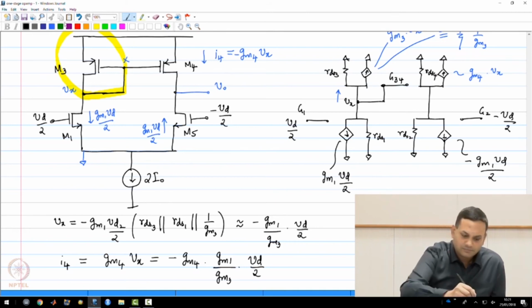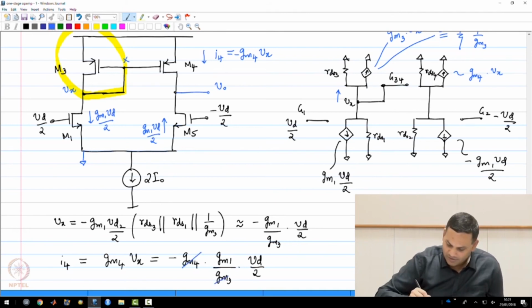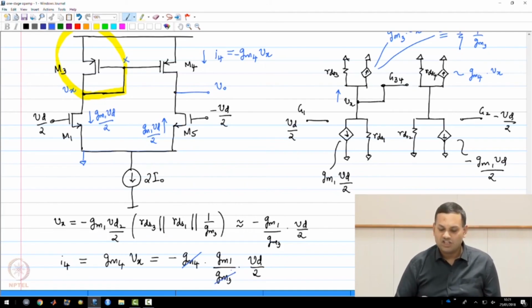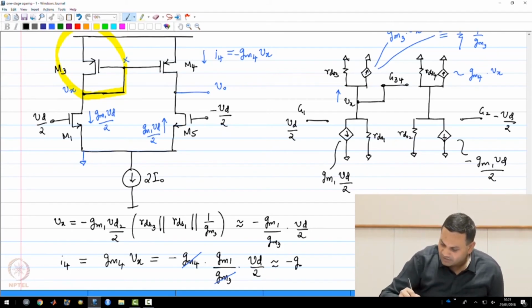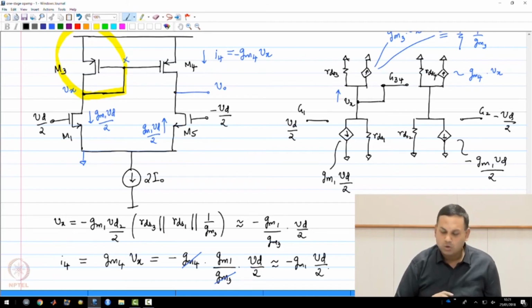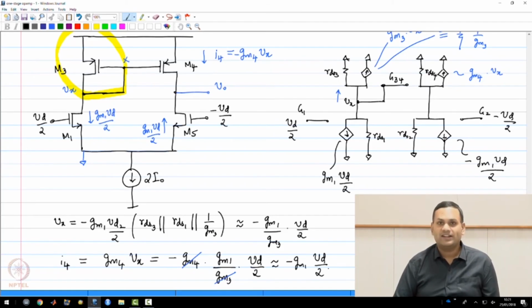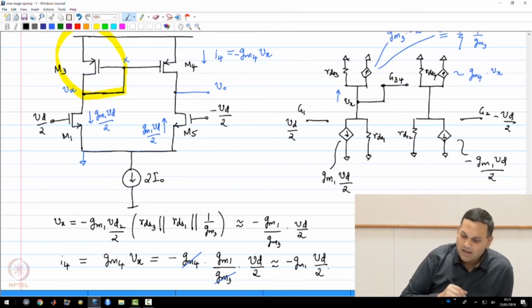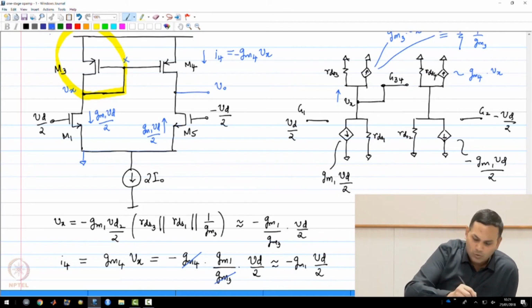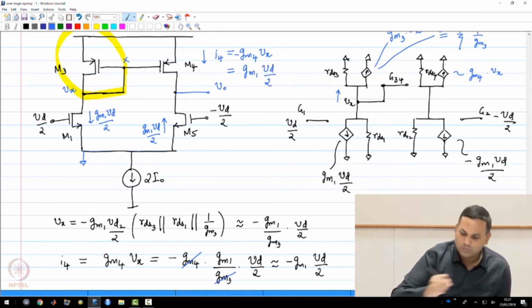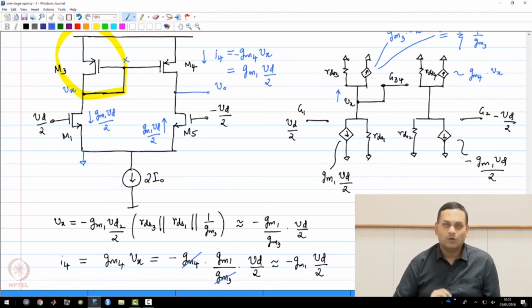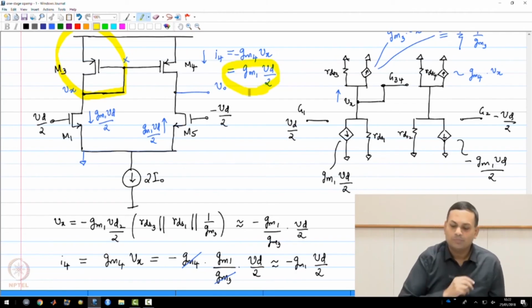And since the two sides are identical, Gm4 is equal to Gm3, and therefore this is approximately minus Gm1 Vd by 2 flowing upwards. Please note the direction, which means I now have a current flowing downwards through M4 of value Gm1 Vd by 2 flowing downwards, and I have now written that in blue.